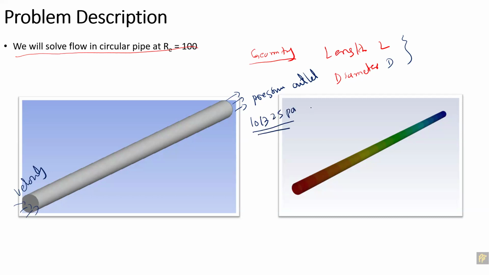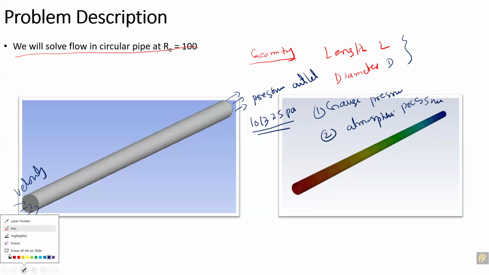Okay, and there are two things in the pressure definition. One is the gauge pressure, and the second one is your atmospheric pressure. So atmospheric pressure is called the operating pressure in Fluent. So in Fluent, they call this atmospheric pressure the operating pressure.